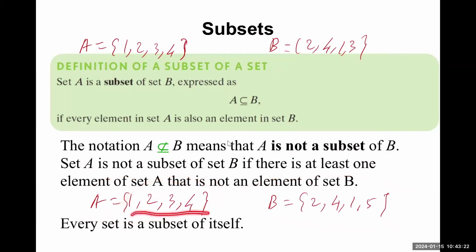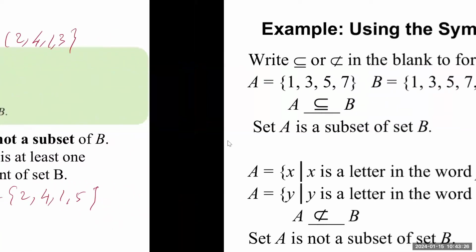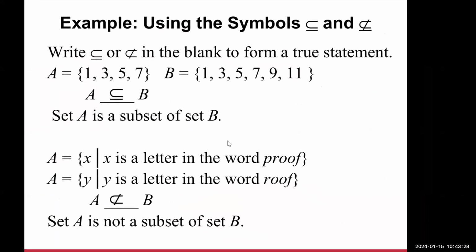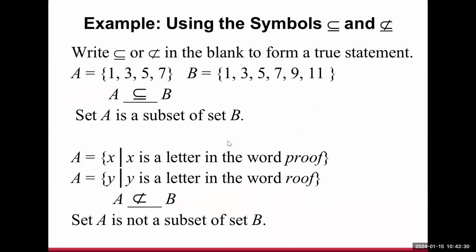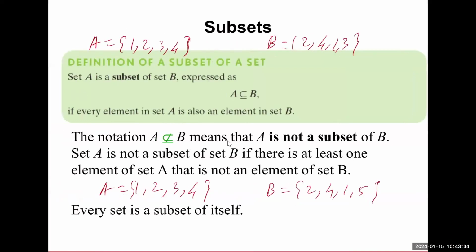Every set is a subset of itself. So for example, we can go back here, every set is a subset of itself. Now I can switch it to C and D, and we have C cannot be a subset of D.